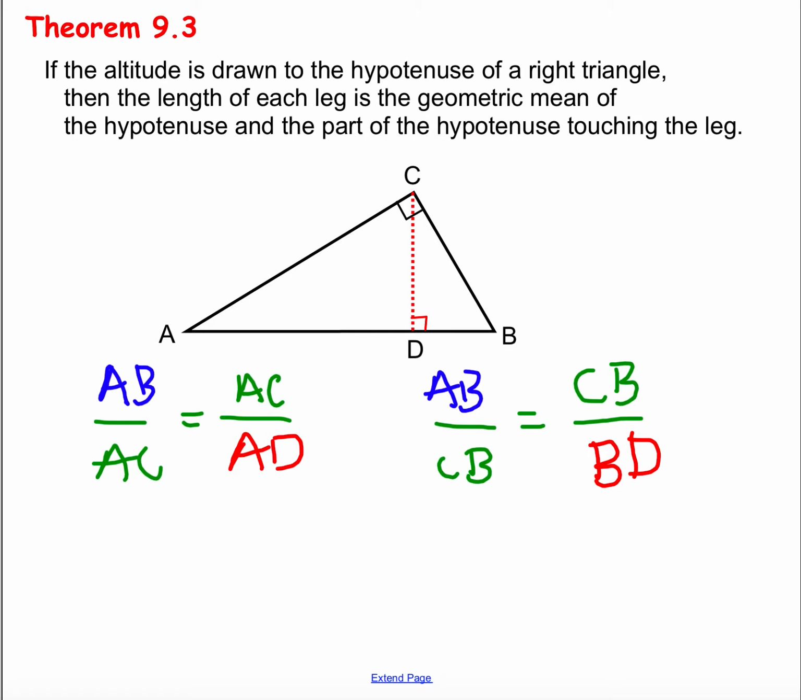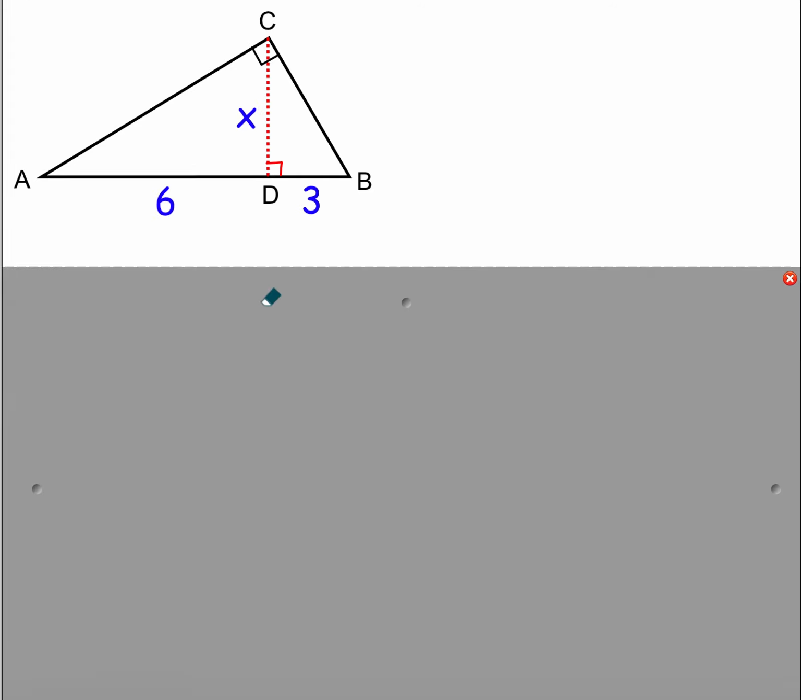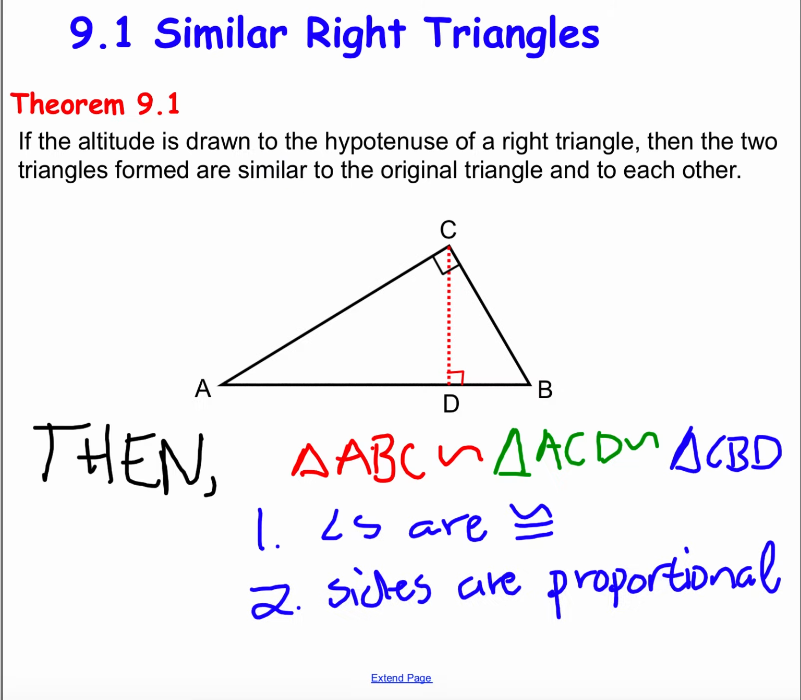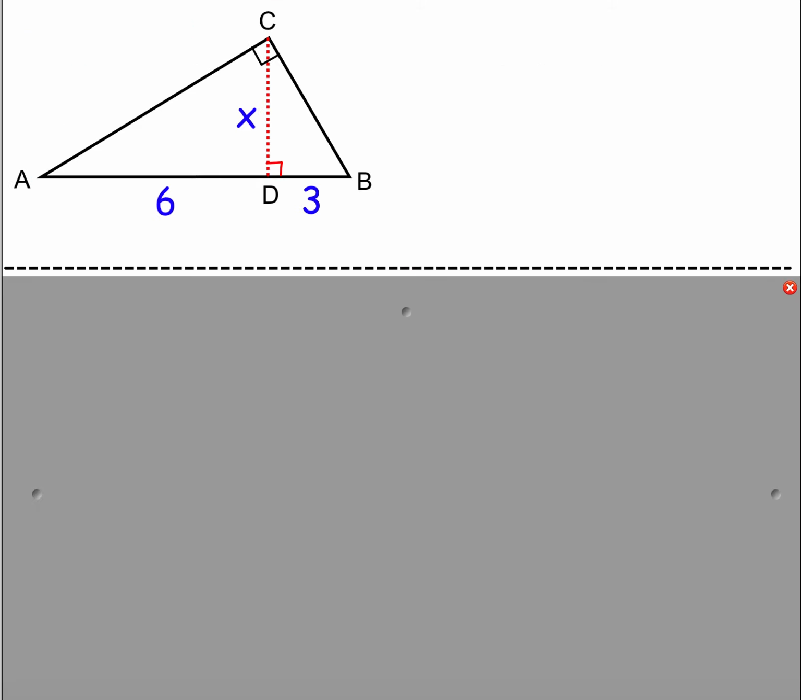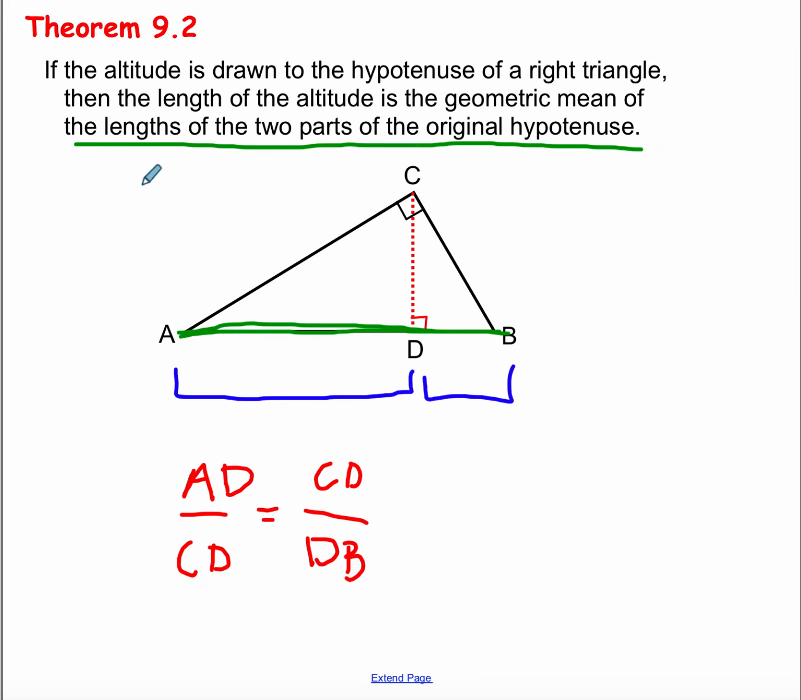Now we're going to do a few practice problems that are going to use each of these theorems. Okay, so we're going to go one by one. So here's a practice problem right here, and this is going to use theorem 9.1. Or no, I'm sorry, this is going to actually use theorem 9.2. Which says this. If you remember, theorem 9.2 says that the length of the altitude is the geometric mean of the two parts of the original hypotenuse.